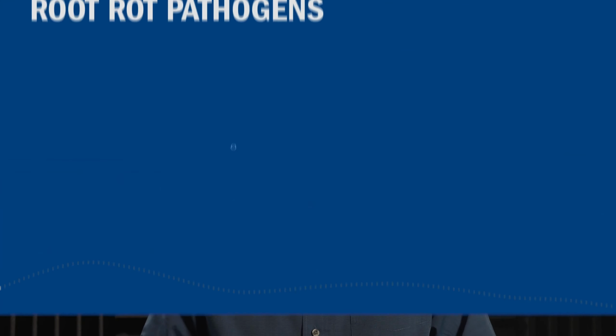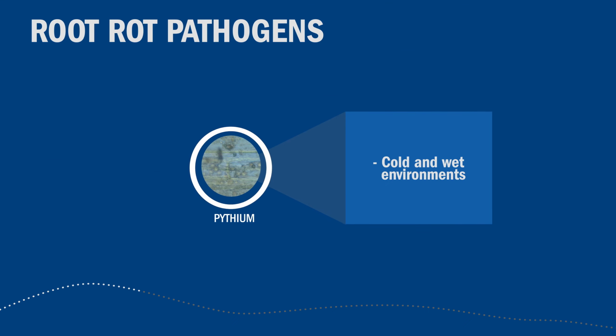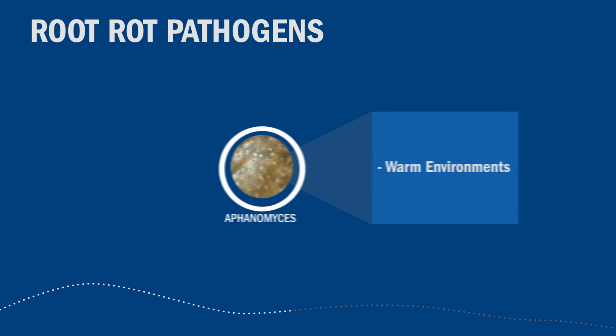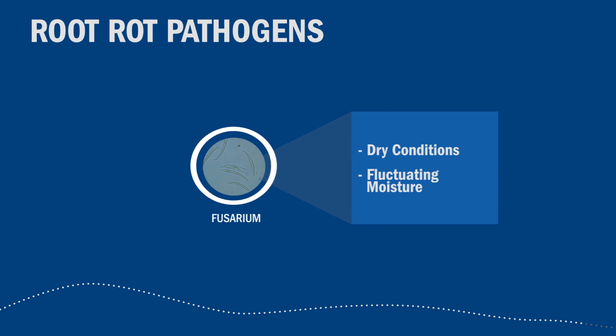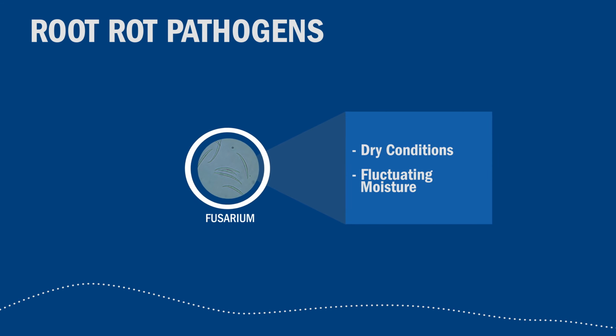Root rot is caused by many different organisms. One pathogen known as Pythium thrives in cold and wet environments, where Aphanomyces prefers warmer environments. Fusarium thrives in more dry conditions or in environments where moisture levels fluctuate. This is seen very often in Montana, both in the early and late season as damping off and root rot, and can mask symptoms of other pathogens that simultaneously infect the plant.